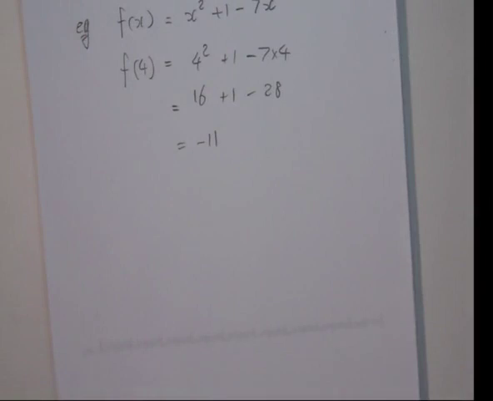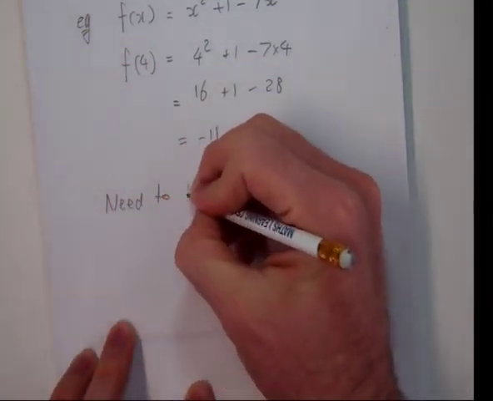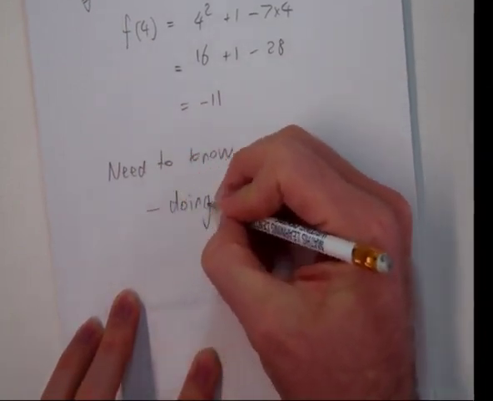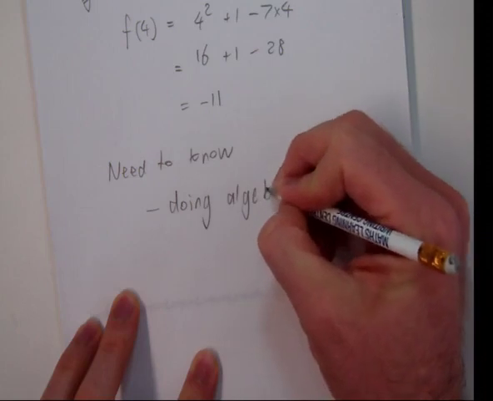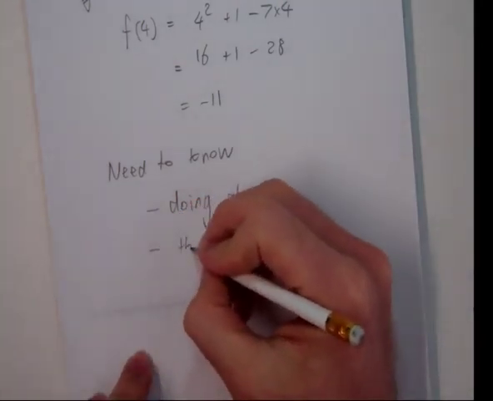Okay, so that's great, but there are two things that you need to know about any particular kind of function, and you need to know how to do algebra. So what sorts of rules are there for rearranging formulas or for solving equations? And we also need to know what the graph looks like.